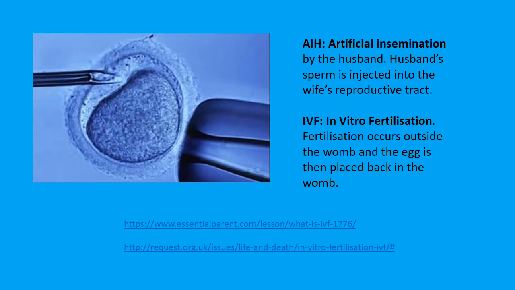IVF is the main one, but there's also another one called AIH, artificial insemination. I don't know why it's called AIH, but anyway, H means husband, I guess. Artificial insemination by the husband. In some situations, if there are certain medical reasons why the wife can't get pregnant, they take a sperm sample from the husband and use that to make the wife pregnant by injecting it into the reproductive tract. That means it doesn't involve creating the embryo outside of the womb.